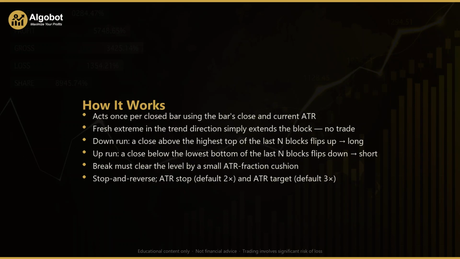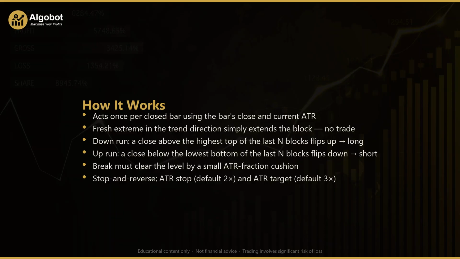Let's walk through the exact logic, step by step. The expert advisor works on closed bars only. Once per newly completed bar, it reads that bar's closing price and the current average true range value, and then feeds the close into its 3-line break structure. Here's how the block structure updates.